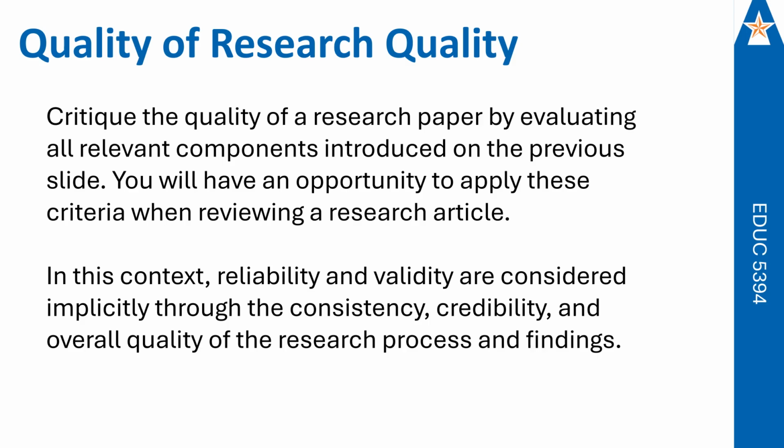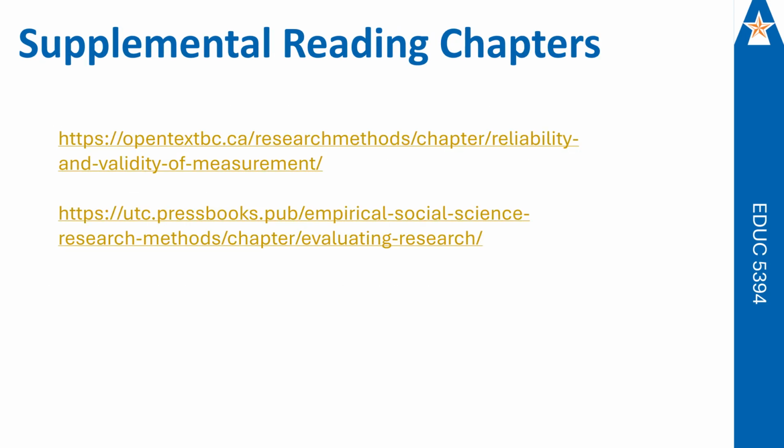Although reviewers may not explicitly describe every concern in terms of reliability or validity, these concepts are reflected in judgments about the consistency, credibility, and accuracy of the study's findings. Please review these supplemental readings to learn more about how reliability and validity are applied in different contexts. The first chapter discusses reliability and validity as indicators of research instrument quality. The second chapter focuses on how reliability and validity are used to evaluate the overall quality of a research paper.